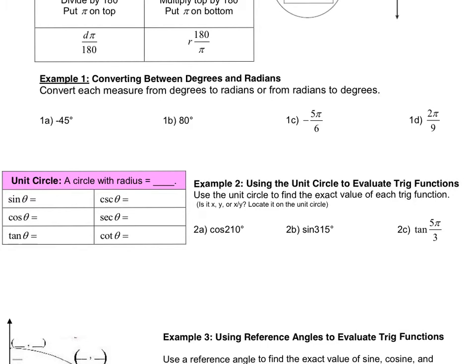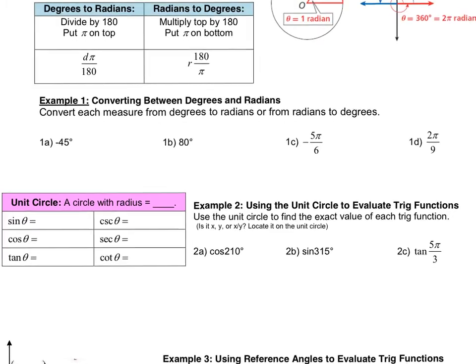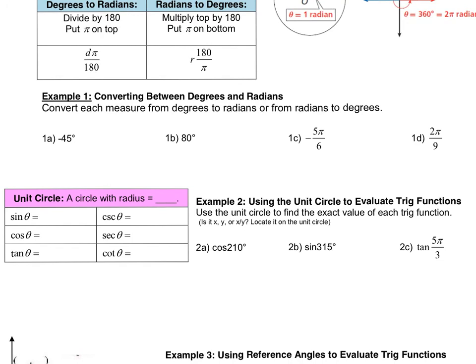Let's use these formulas to convert between radians and degrees. So for 1a, we have degrees, so we're going to use the first formula, which means we're going to put the 180 underneath, and we're going to put the pi on top. So we're going to simplify that.